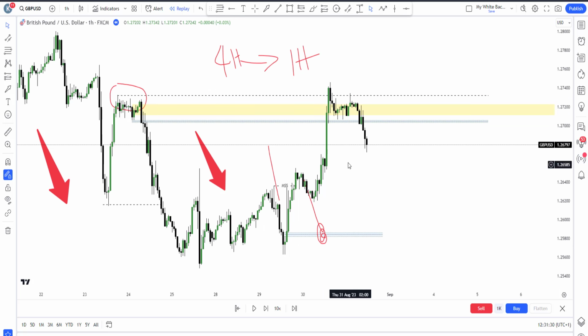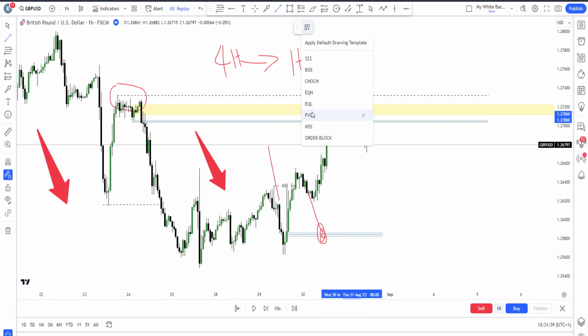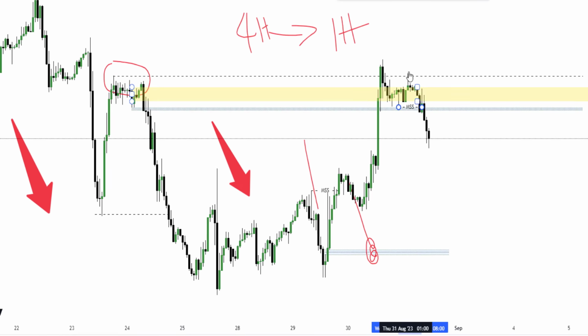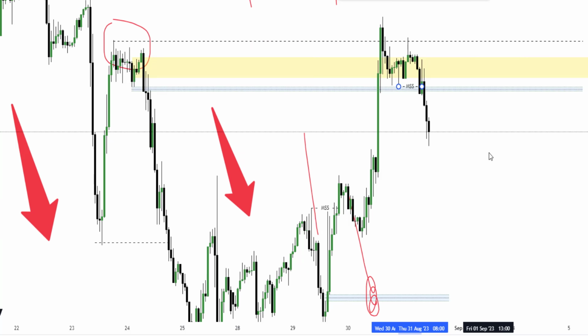This is where it comes in handy. We have actually created a low right here. That means we have shifted structure. We have shifted structure in this area. Let's go to market structure shift. We have shifted structure because this was a low pushing up again, failure swing coming down. And in fact, this is an entry.